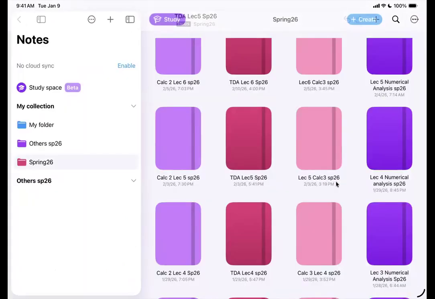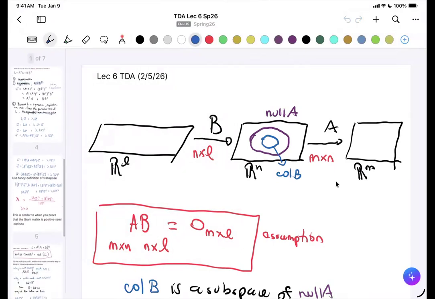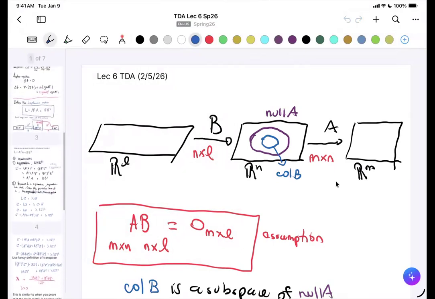Or lecture 6. So I think it would be around lecture 6. Yeah.